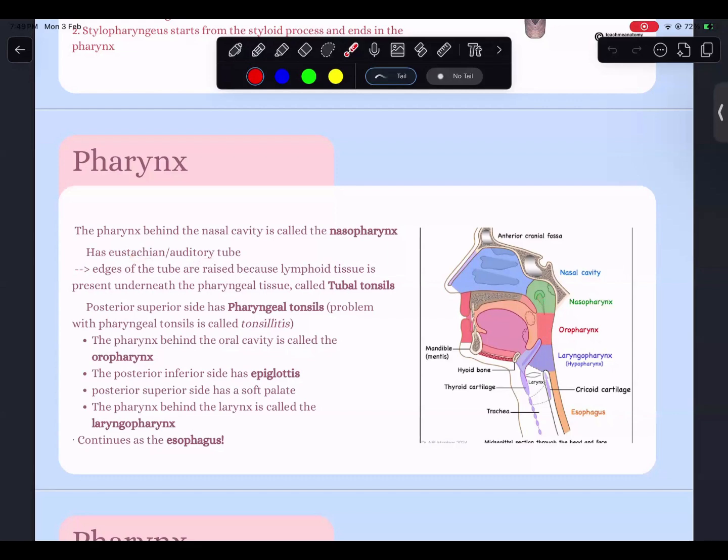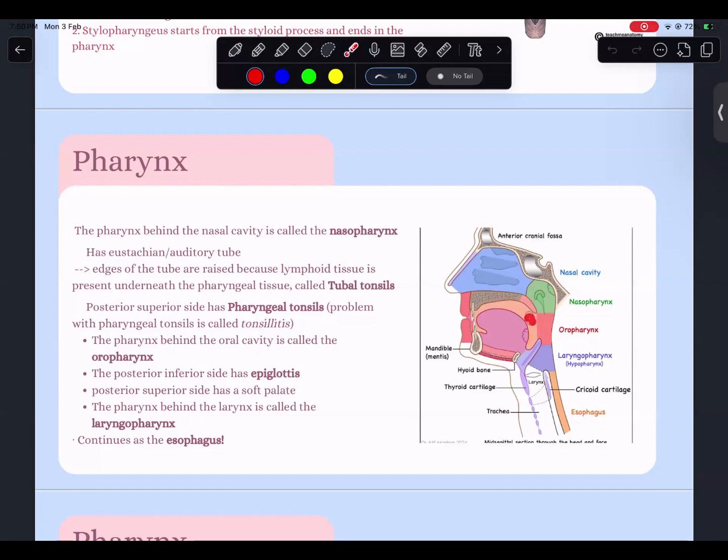Now we're going to be covering the rest of the tonsils that we didn't do. The edges of the tube here are raised. These are called your tubal tonsils, okay? And this here is your pharyngeal tonsil. If there's any problem or inflammation with the pharyngeal tonsils, it's called tonsillitis. So this is your pharyngeal tonsil and this is your tubal tonsils.